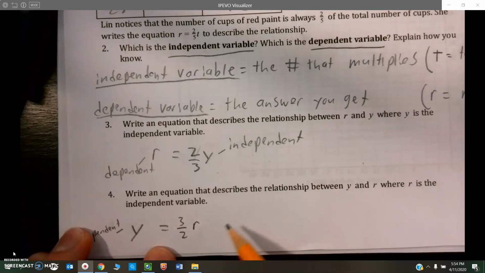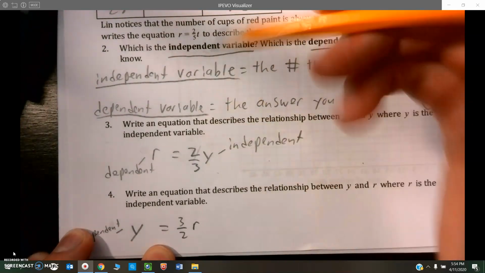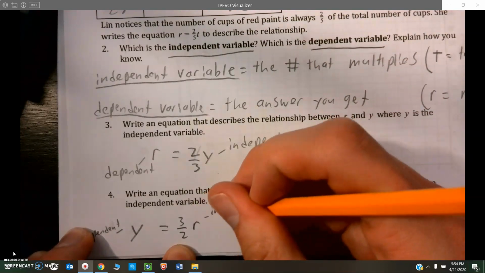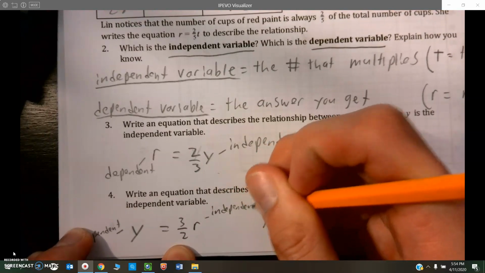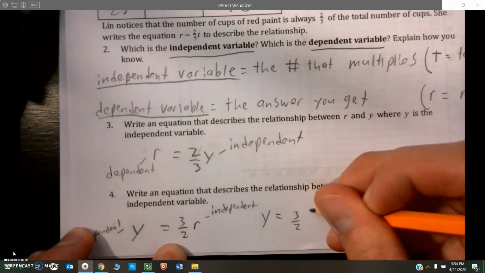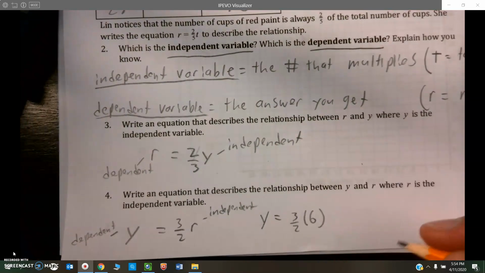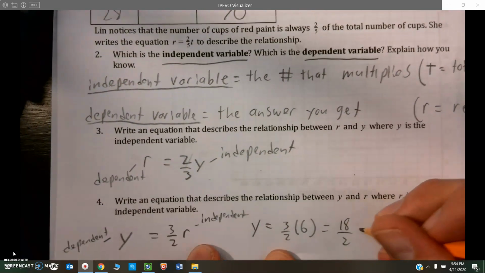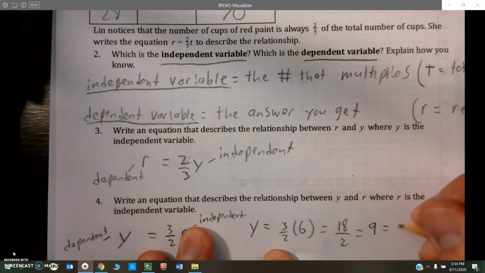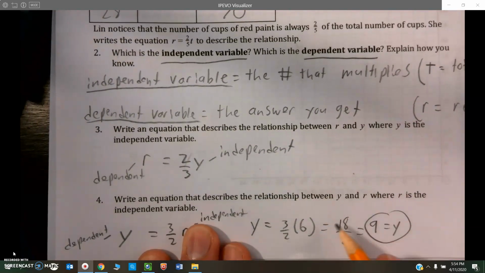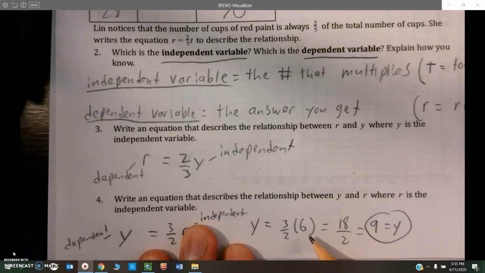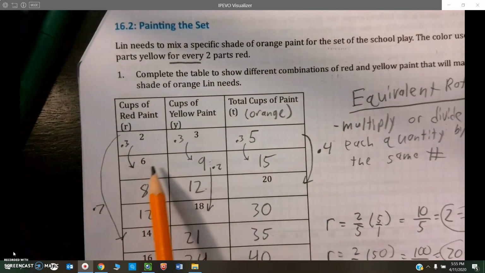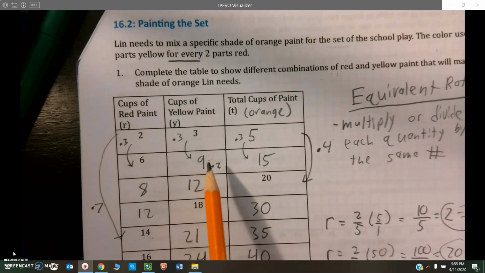So real quick, just to check our work, let's say I wanted to find out how much yellow I have to use when I use 6 cups of red paint. Then I'm going to plug in 6 for red. And I would get 18/2, meaning I would get 9 for yellow. And is that true? If I used 6 cups of red paint, would I have to use 9 cups of yellow? And looking back up at my table, that is true.